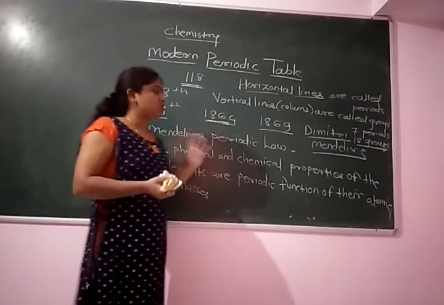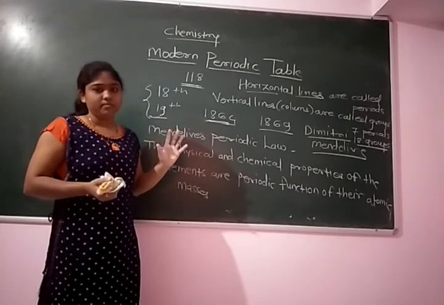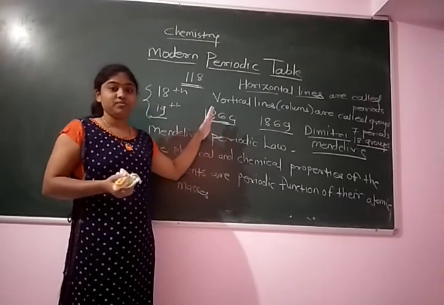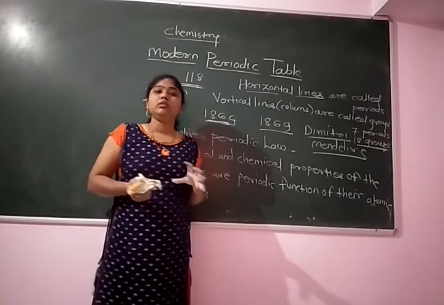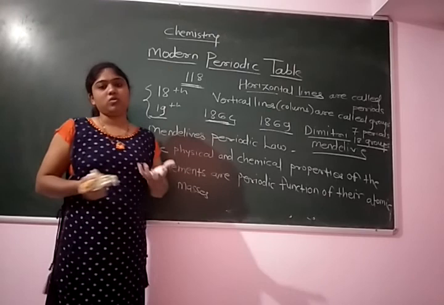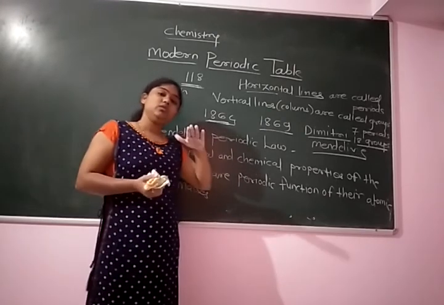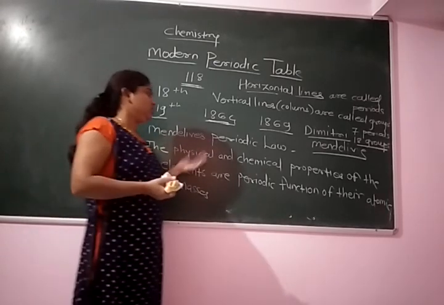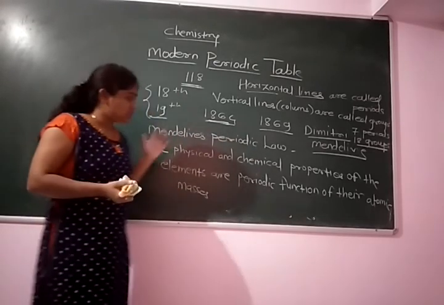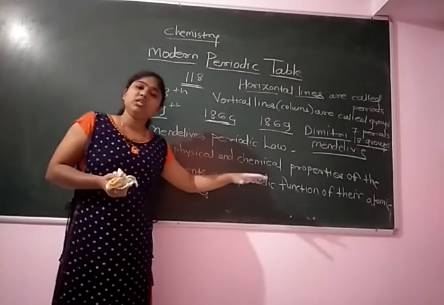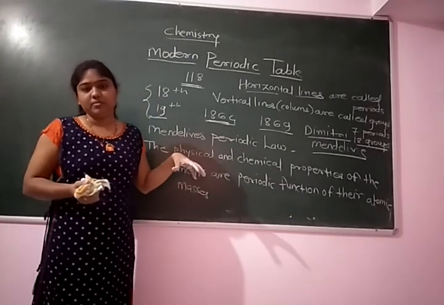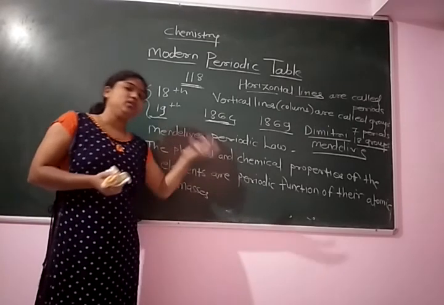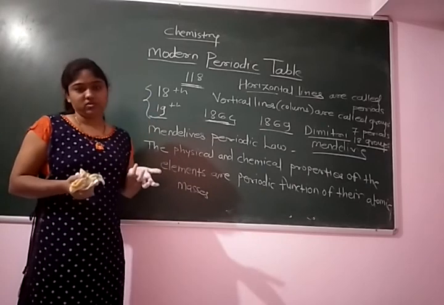Okay, in 1864, Newlands came. Newlands was an English chemist, and he stated the law of octaves, called Newlands' octaves. He arranged the elements in the increasing order of their atomic weights on the basis of their physical and chemical properties. He stated that the properties of the 8th element are similar to those of the first element. He compared Newlands' octaves to music octaves.